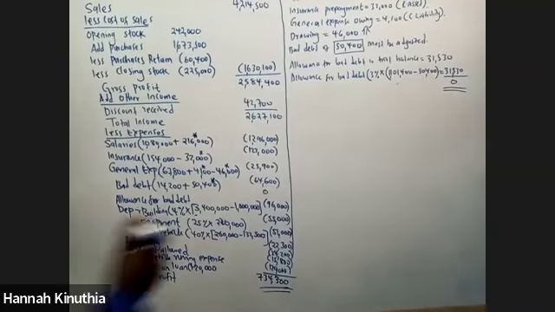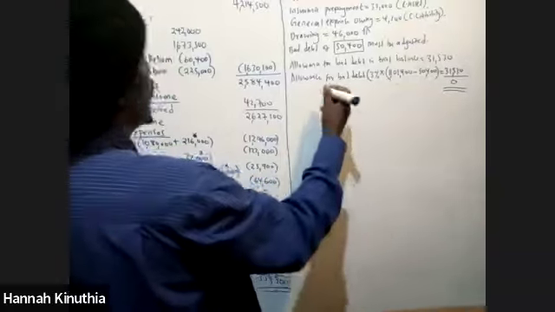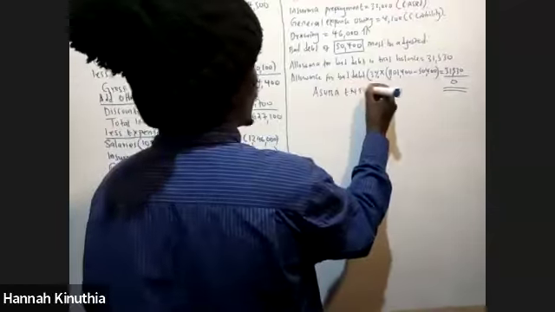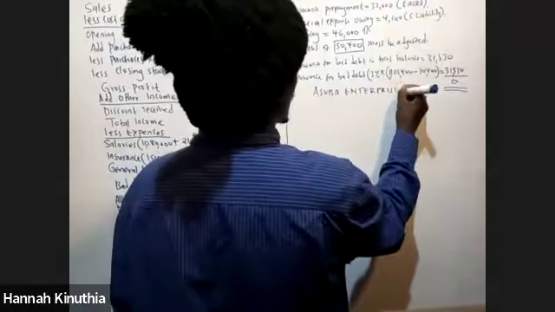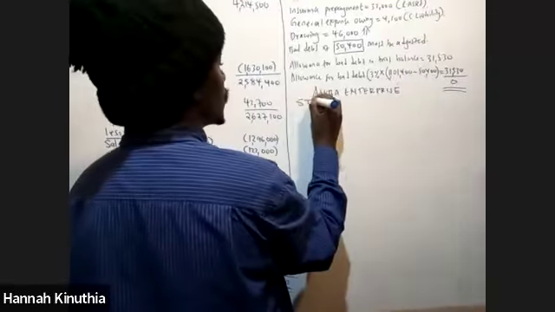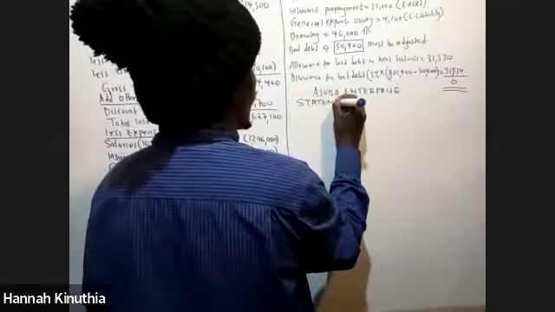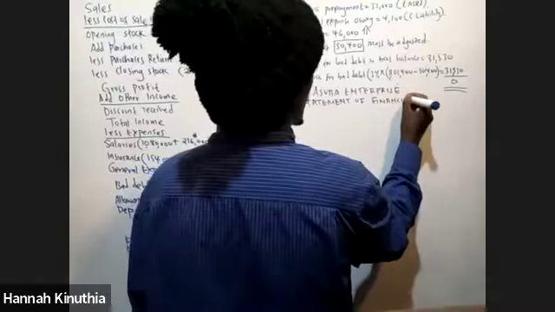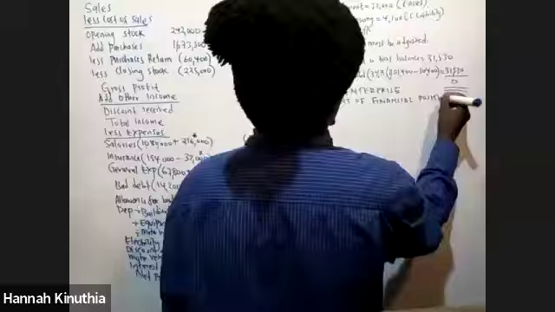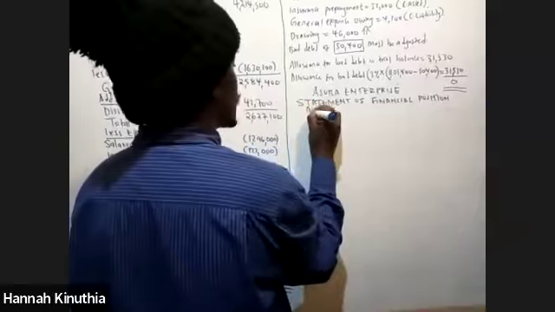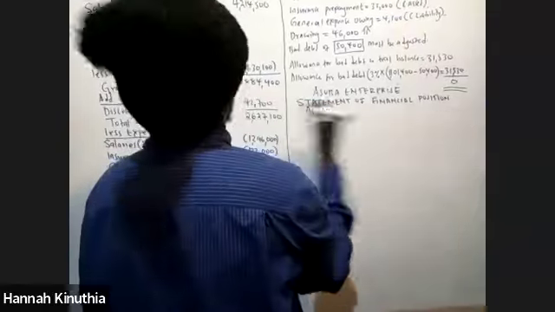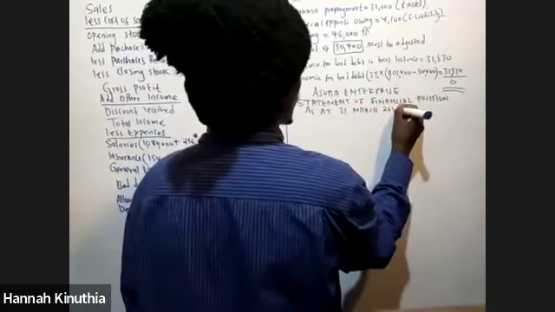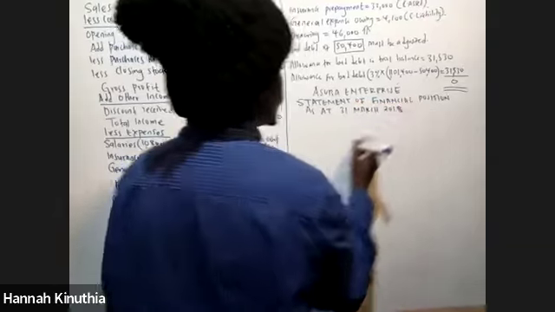So let's do our working for balance sheet. So tutasema Asuba Enterprise, statement of financial position as at, I hope it show up as at 1st March 2018.